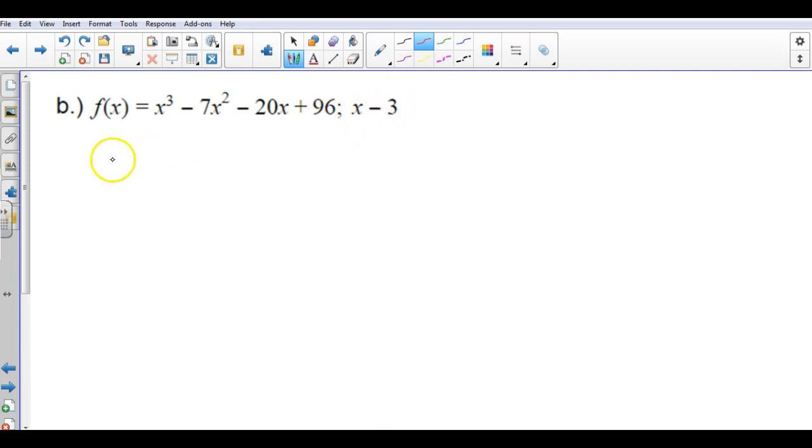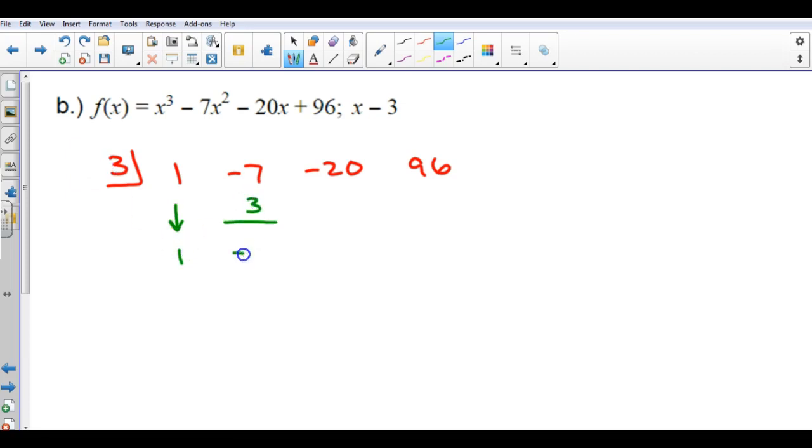Start off with the opposite, which is my positive 3. Bring down the 1. I have a negative 7, a negative 20, and positive 96. So the 1 is going to come straight down. 3 times the 1 gives me 3.